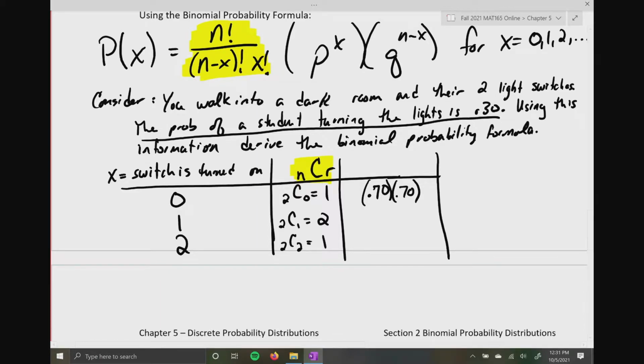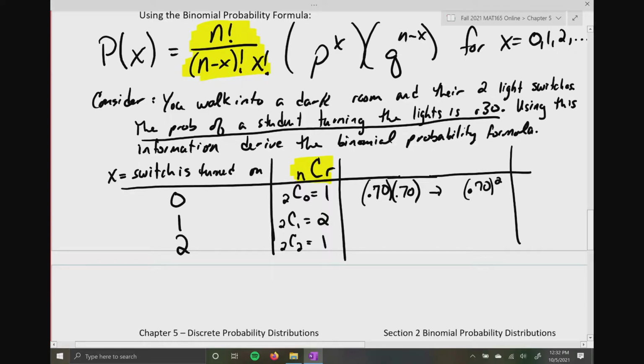Now, let me extend this out here a little bit. This is going to be 0.70 to the second power because you have 2 of them. Now, I'm going to do this for the next 2 rows, and then I'm going to work with the numbers a little bit, and you're going to see how this actually just magically appears.